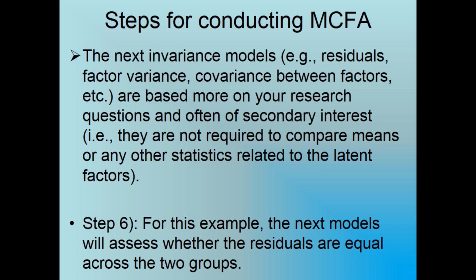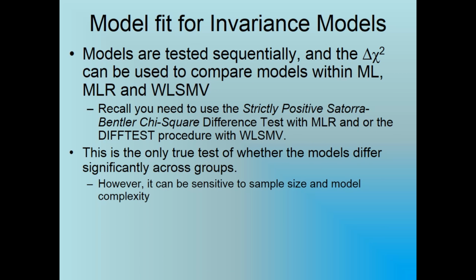This is just basically a few reminders for you. If you're going to use ML, you can compare the difference between two chi-squares. But the question is, did you violate the assumptions of multivariate normality, independence, and everything else? If those assumptions are violated, you probably want to use the MLR test, or WLSMV, depending on whether your data are continuous or categorical. Just remember, if you use MLR, you have to use a strictly positive Satorra-Bentler chi-square difference test, or the DIFFTEST procedure if you're using WLSMV.